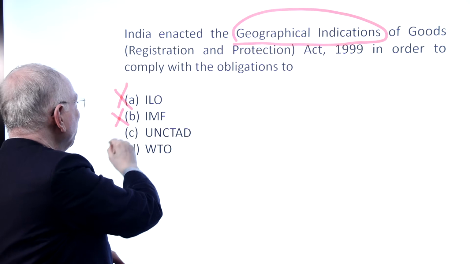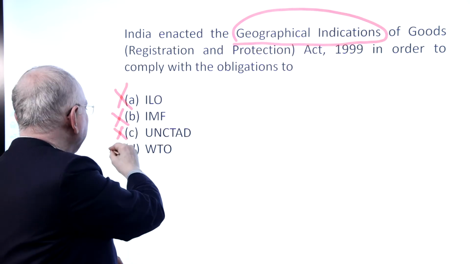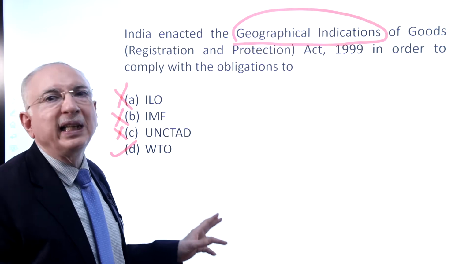IMF also has nothing to do with it. CE also has nothing to do with it, and it is related to WTO. So, option D is the correct answer.